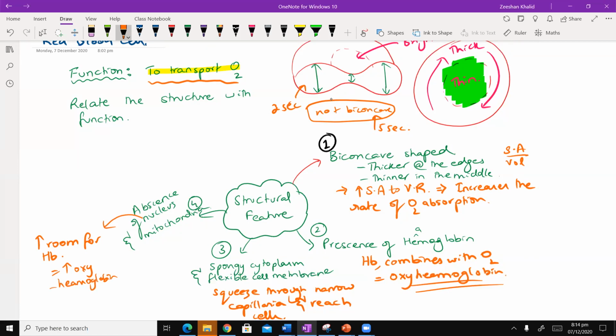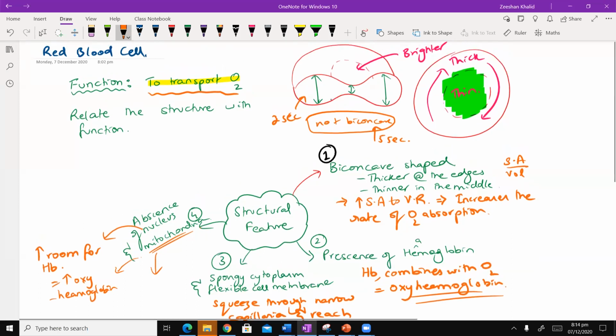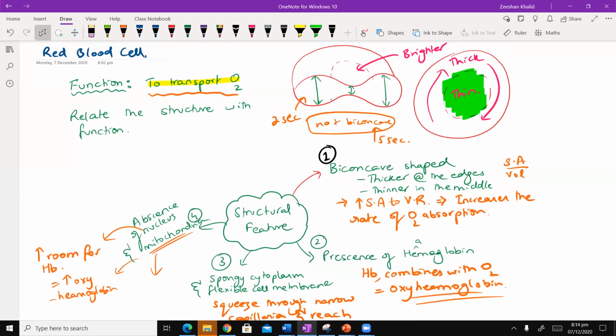All right, mitochondria. Again, we can use the same line of argument for mitochondria, but there's another reason why not having mitochondria, or the absence of mitochondria, is actually facilitating the transport of oxygen.